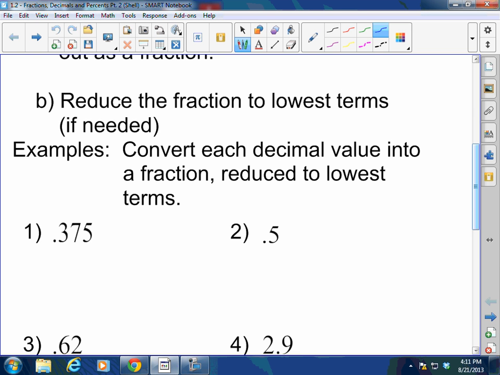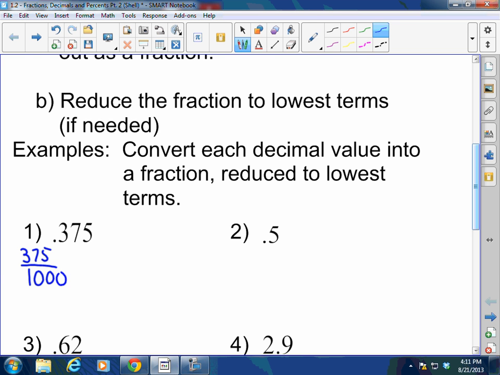The way you read this, if you remember the decimal place values I gave you, the chart, this is 375 thousandths. You've got tenths, hundredths, thousandths. So 375 thousandths. Literally, that is exactly how you do it. It's nice and easy. And then you start reducing.